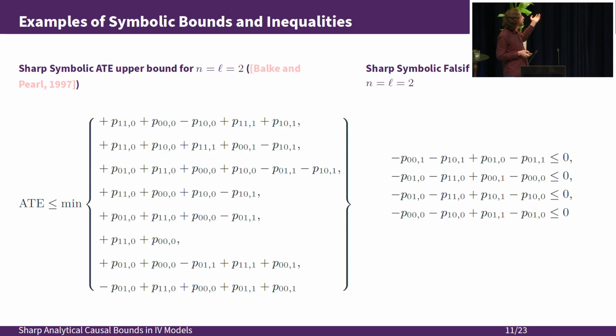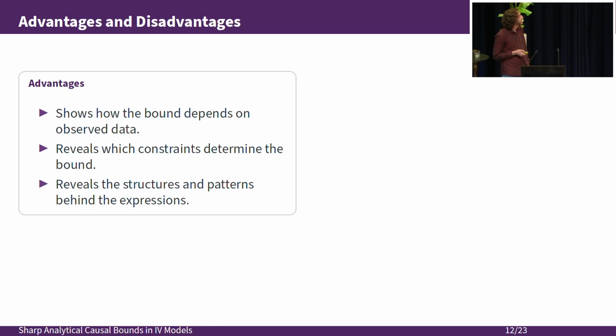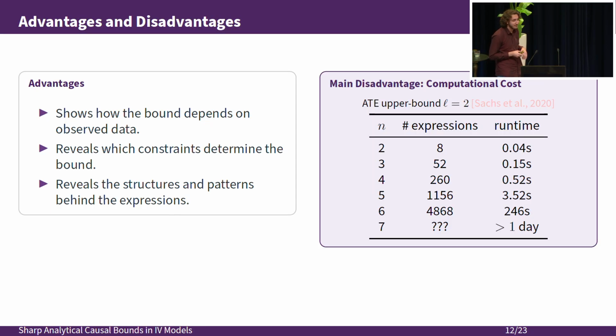And here's an example of what I mean by symbolic bounds. As you can see, there are several advantages of using these bounds and inequalities. We can see which probability, which observation, exactly affects our bound. And we can also use this complete characterization, for example, to construct estimators and for other tasks. But there are also disadvantages, and the most important one is that, as we can see in the table, the number of expressions grows exponentially.